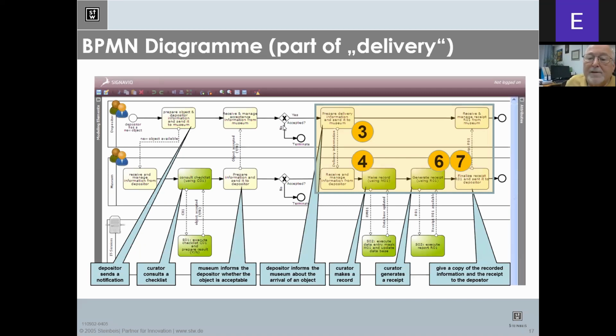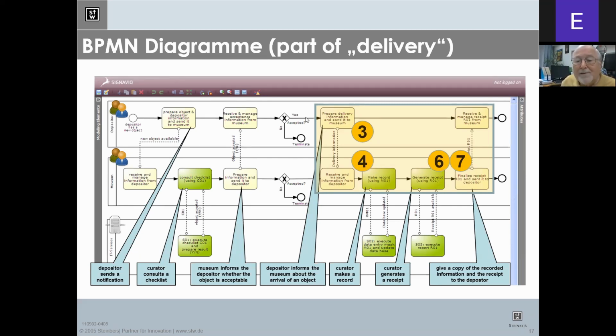If it is not accepted, then the whole process terminates. So we have no further activities in this process. The object delivery stops with a non-delivery in this case. So in both lines, the depositor finishes his job, forgets about this, and the job is also finished now, and the task for the museum. So that is the end of this process.